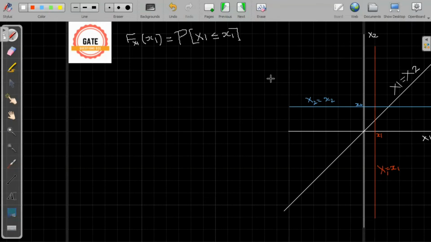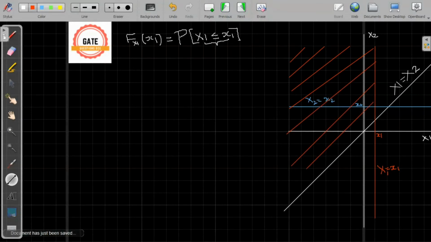So this defines a region. What is that region? That region I will be drawing here. This region includes the region to the left of the X1 equal to x1 line, and also includes this line itself. Okay, so that is the meaning of the CDF.